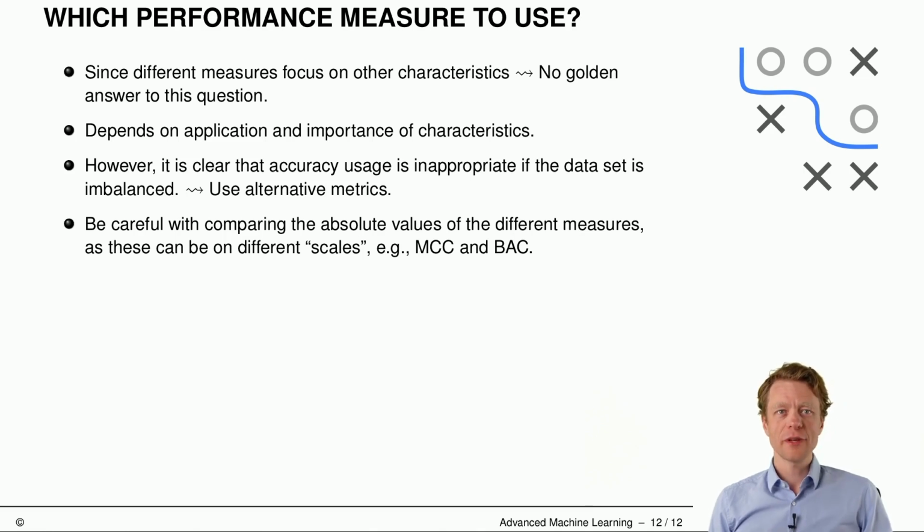At least it should be clear that accuracy is not the way to go for imbalanced data sets, and you should use alternative metrics. And one last word of warning: be careful with comparing the absolute values of the different measures, as these can be on different scales. So for example, Matthews correlation coefficient and balanced accuracy don't have the same scale. Okay, Matthews correlation coefficient is between -1 and 1, and balanced accuracy is between 0 and 1.